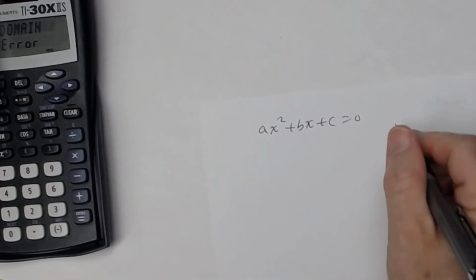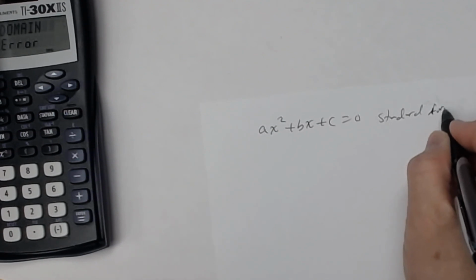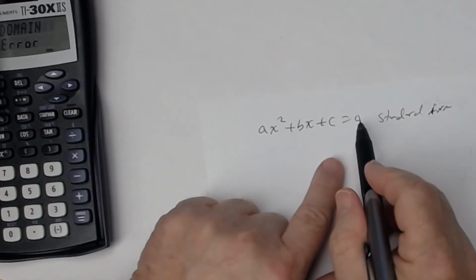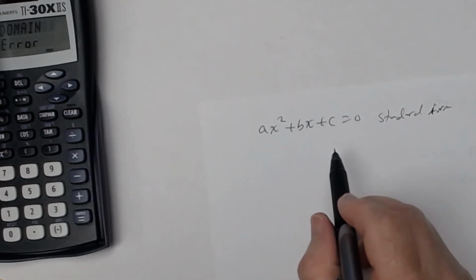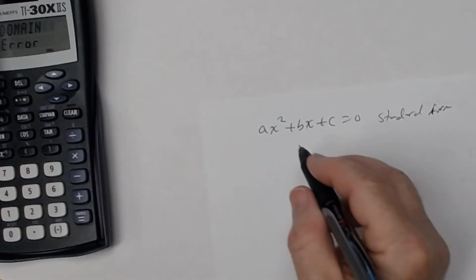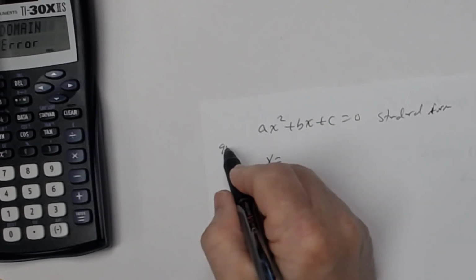Notice you have to have 0 here, so that's standard form, or standard notation. So you want 0 on the other side. Then the solutions to this equation can be found by using the quadratic formula. So the quadratic formula is this.